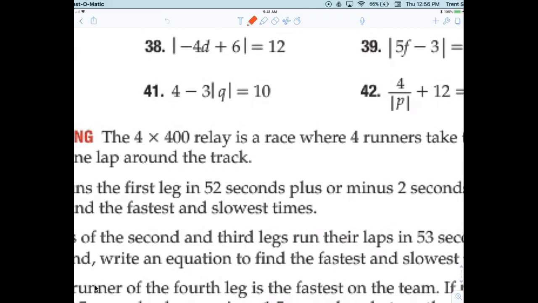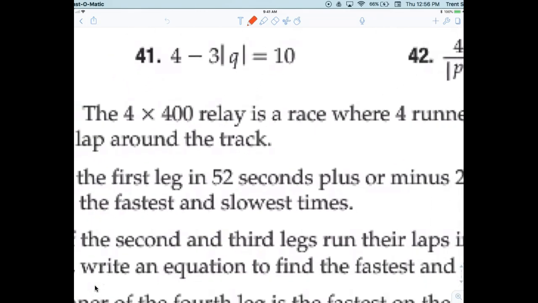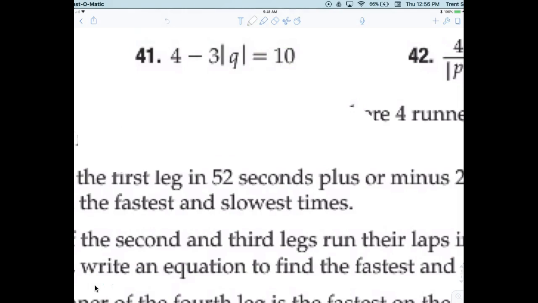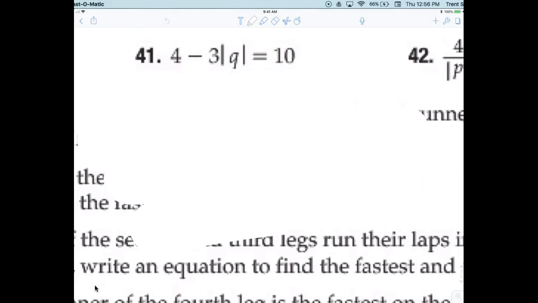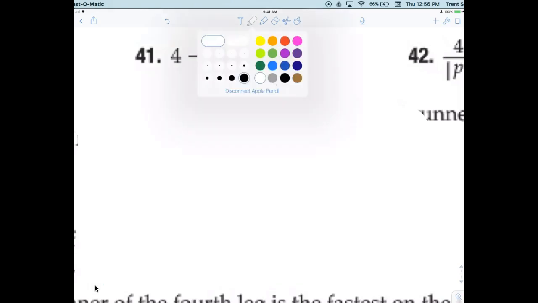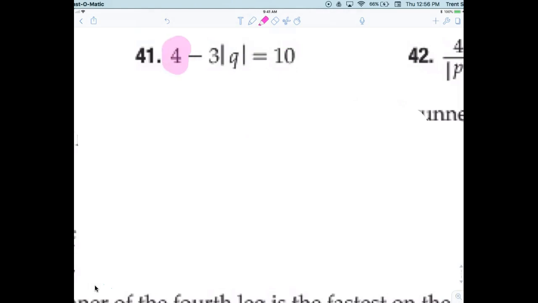41. Pretty easy, actually. All we have to do on 41 is isolate the absolute value. When I want to isolate the absolute value, that means everything around it has to be gone. So what do I mean by that? Look right here for me. This has to be gone. You with me on this? All right, so now let me show you how I would take care of business.